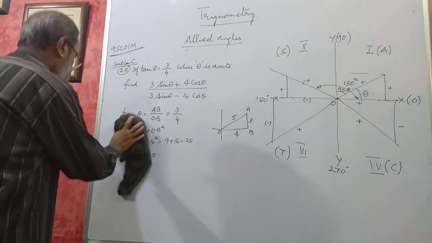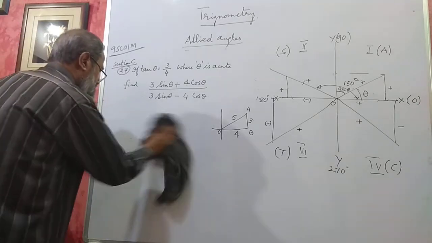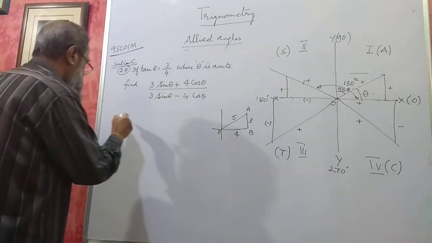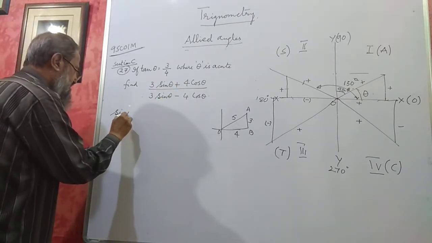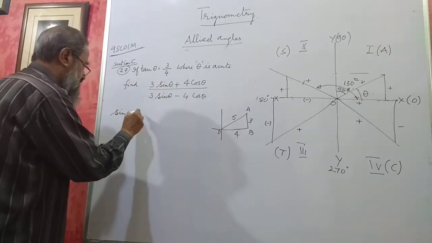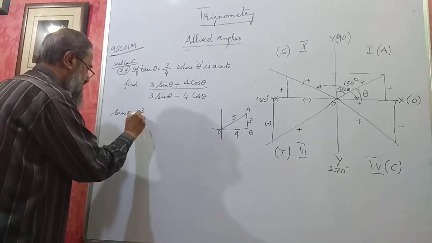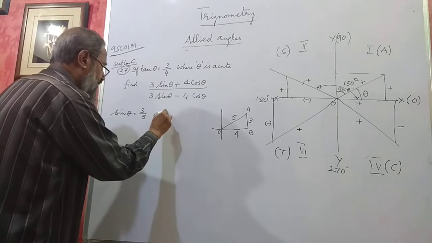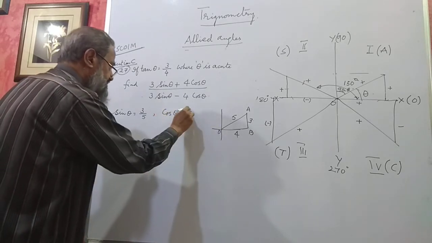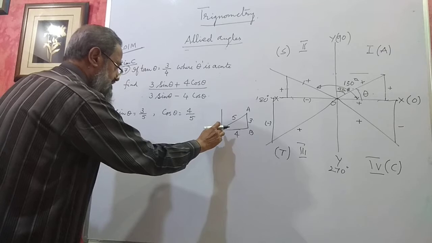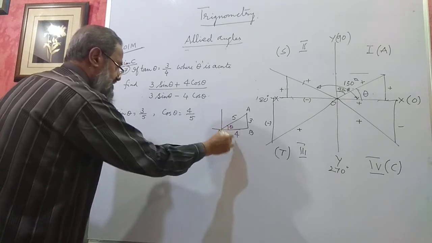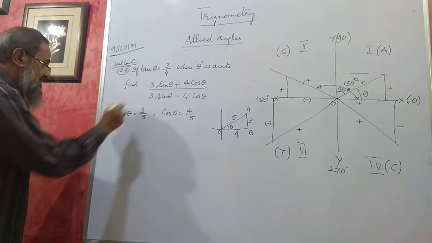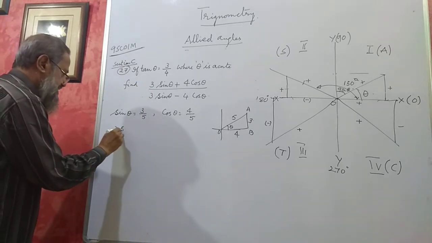So I can write all the six trigonometric ratios. But to find the value of this, I require the value of sin theta and cos theta. Sin theta is opposite by hypotenuse, that is 3 by 5. Cos is adjacent by hypotenuse. So cos theta will be equal to 4 by 5. This is theta. This is adjacent. This is hypotenuse. This is opposite.